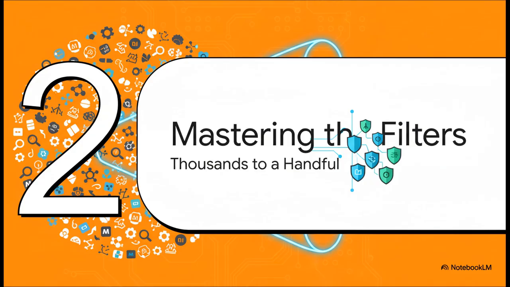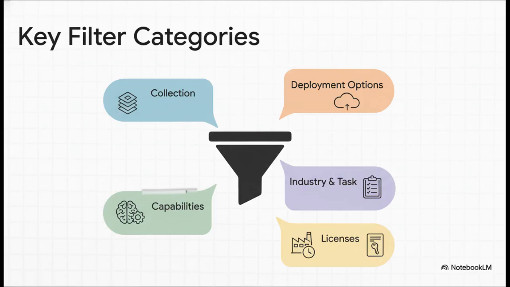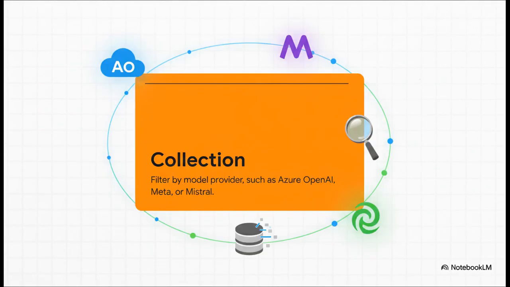Okay, keyword search is great, but the real power, the secret sauce, is in mastering the filters. This is how you take that absolutely massive number, over 1,900, and slice and dice it down to a small, manageable list of the best possible models for your job. So these are your main levers of control. You can filter by collection, capabilities, deployment options, industry, and task. And of course, licenses. Let's break down what each of these actually means for you. First up is collection. This one's all about where the model comes from, its origin. So if your company is all in on Azure OpenAI, or maybe you're looking for the latest open source stuff from places like Meta or Mistral, this filter lets you instantly cut through the noise and just see models from the sources you care about.